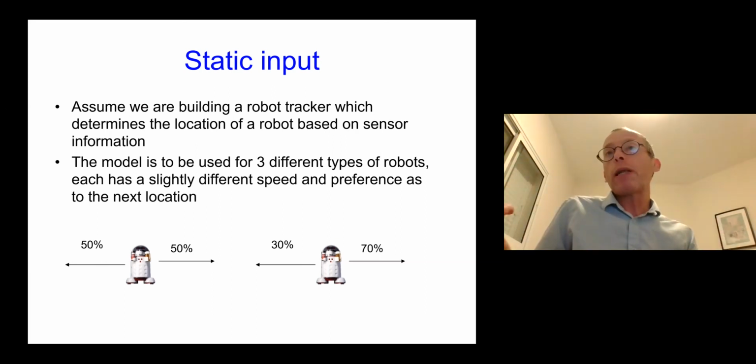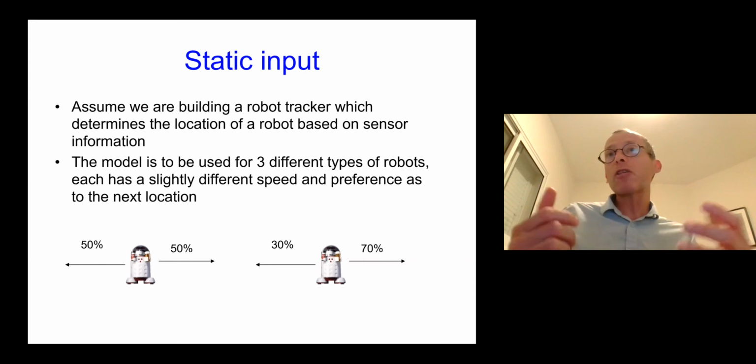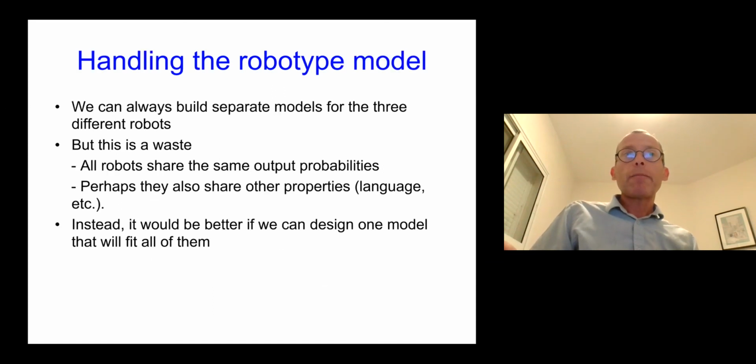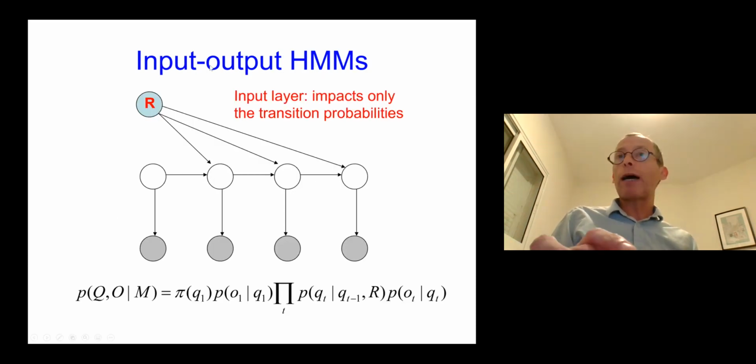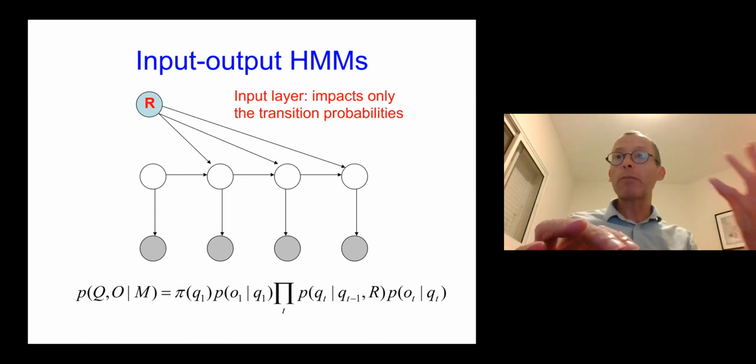For example, emission probabilities: the sensors are more or less the same for these robots. So if they're in a specific location, they will see the same thing. But the transition differs. So the question is, can we share parameters between these different HMMs? And the answer is yes. All the robots will share the same emission probability, but they might differ in the transition probabilities. In that case, we can use something called input-output HMM, where we encode by R, for example, the model of the robot. So let's say model A, model B, model C.